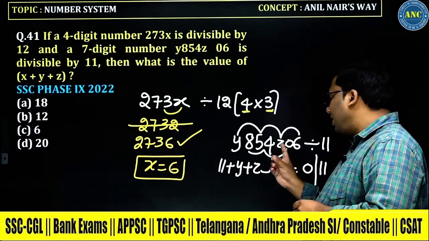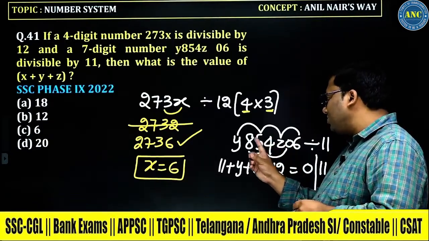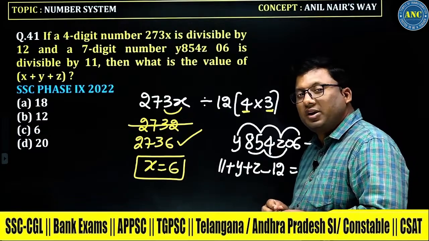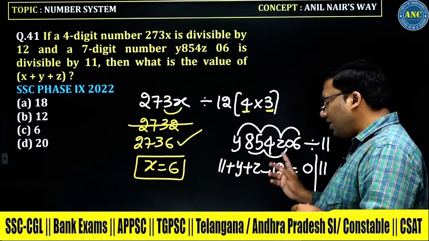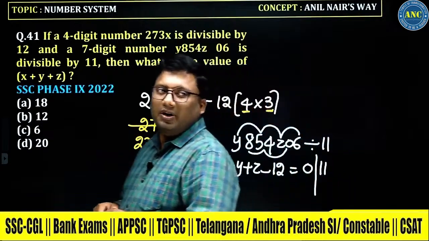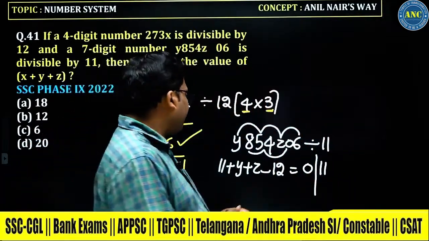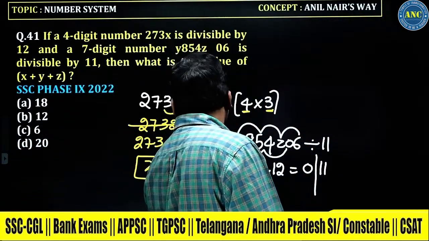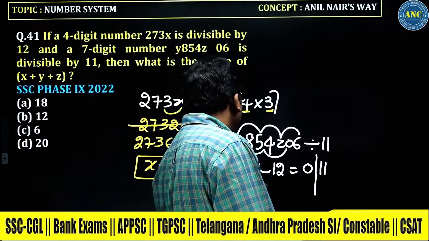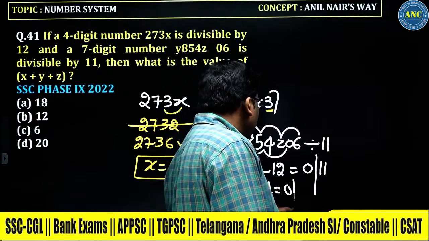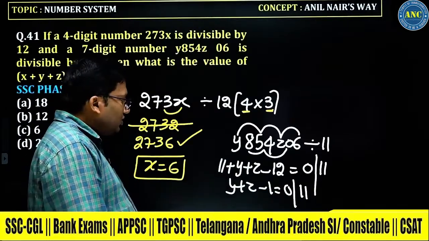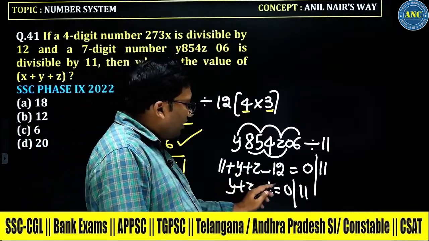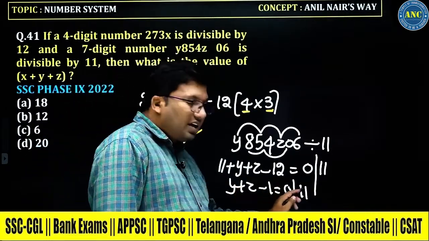6 plus Z plus 5 plus Y is 11 plus Y plus Z. The even places are 0 plus 4 plus 8, which is 12. That means Y plus Z minus 1 is either 0 or 11. So Y plus Z will be 1 or Y plus Z can be 12.